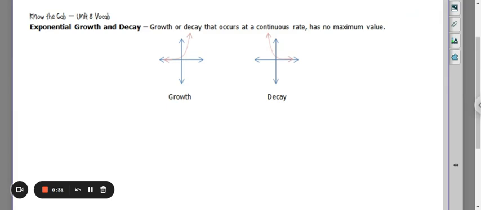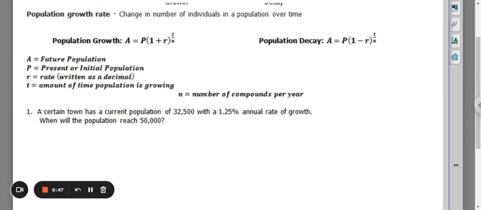We will also often look at decay on the amount of medicine that is left in your system after you first take it. So those kind of things is usually where they're at. So population growth or population decay. So most of these formulas are very similar to each other.